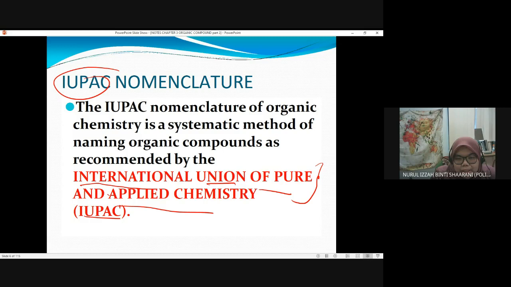So we need this one. Okay, so kita perlukan ini because organic compound ni ada banyak. So ada berjuta, berbilion, tak tahulah berapa banyak tu kan. Compound, kita boleh cipta, kita boleh reka, kita boleh hasilkan, kita boleh extract. Okay, so kita perlukan satu standard. Macam mana nak namakan dia supaya dia ada nama ataupun so that dia ada their own identity lah.